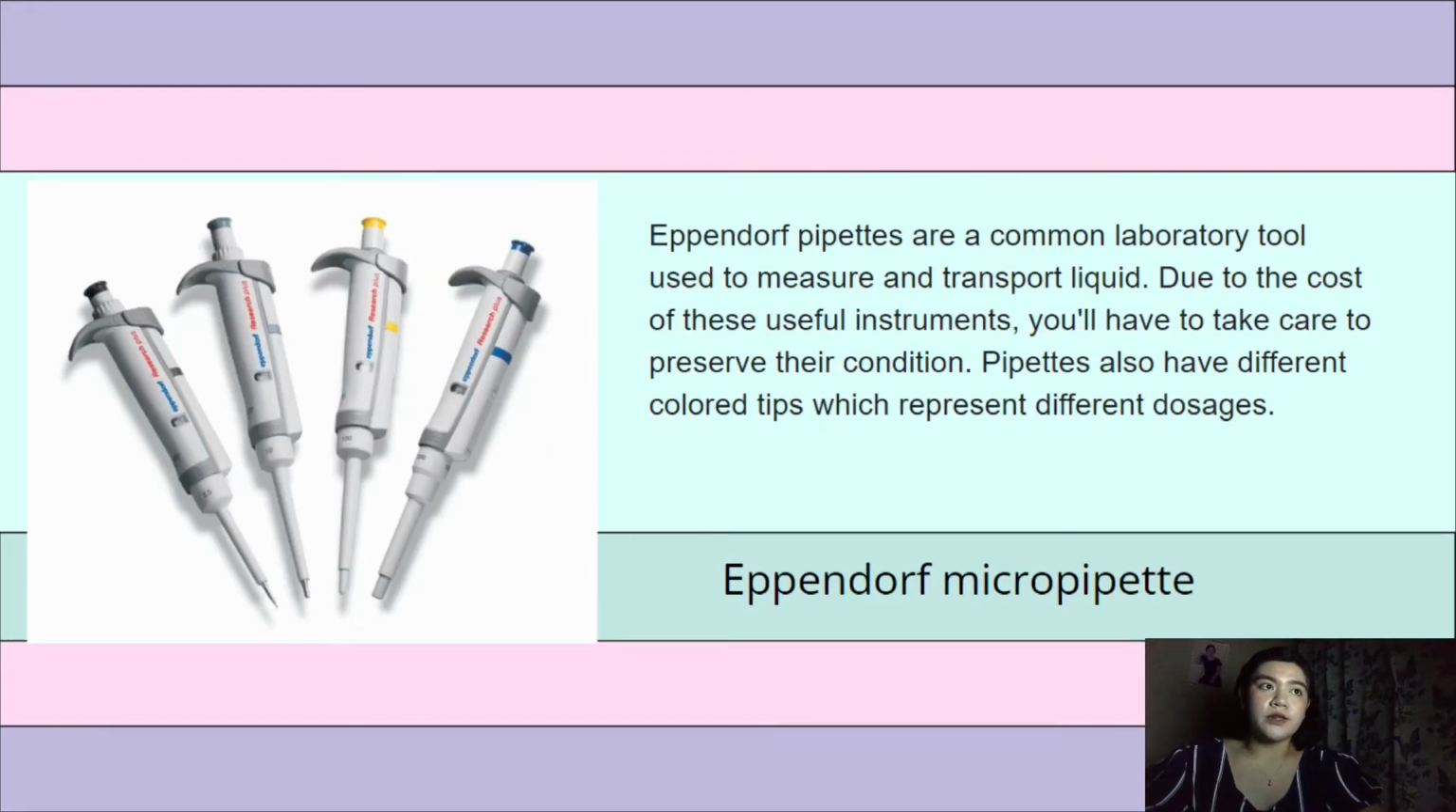Eppendorf micropipettes are common laboratory tools used to measure and transport liquid. Due to the cost of these useful instruments, you have to take care to preserve their condition. Pipettes also have different colored tips, which represent different dosages.